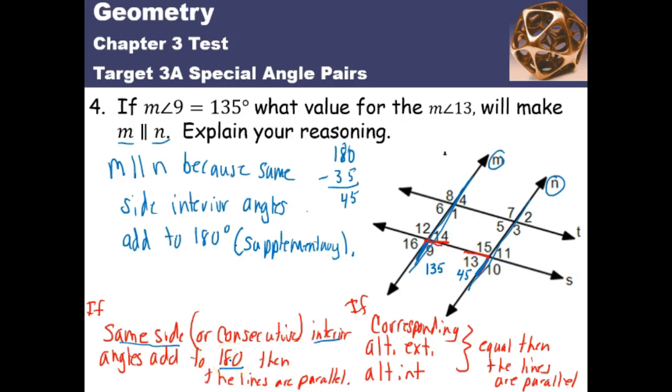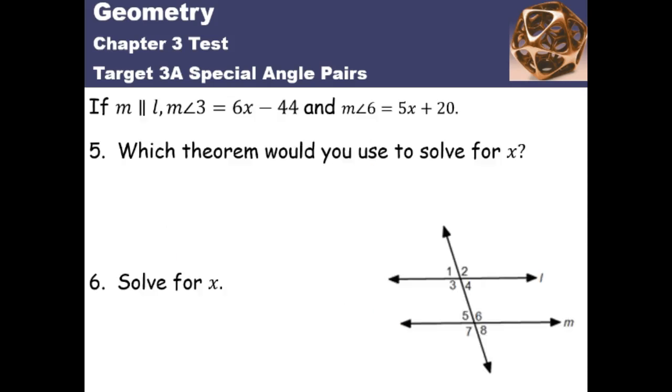So we're going to use those rules to solve these next couple problems. Okay, so let's find out what kind of angles 3 and 6 are. So 3 is right here, and 3 is 6x minus 44, and 6 is right here, and those are 5x plus 20. And the parallel parts are right here and right here.